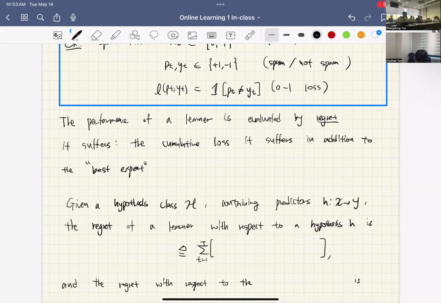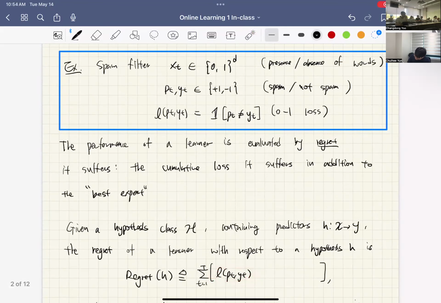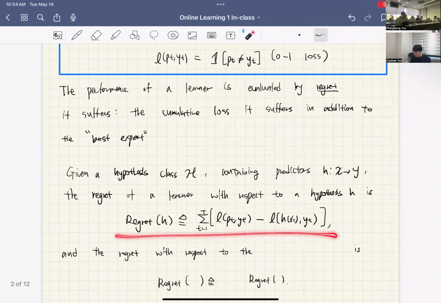Let me spell out the definition. So regret with respect to H is given as the difference between the sum over all the time steps of the loss the learner suffers, and the sum of the loss that is suffered by the hypothesis. So the regret actually indicates how well the learner behaves in comparison to a given fixed hypothesis or expert H. Usually the expert does a good job of predicting something, so usually the regret would be a positive number.